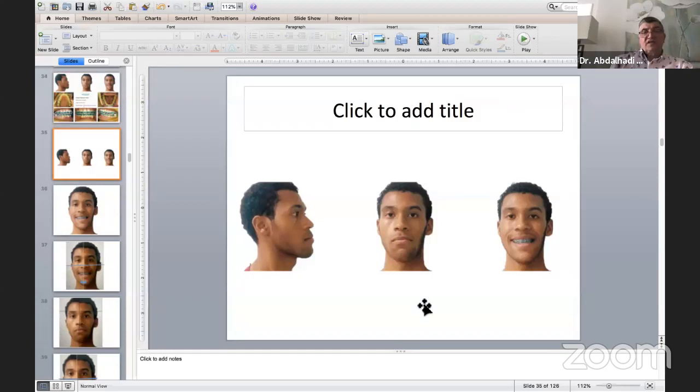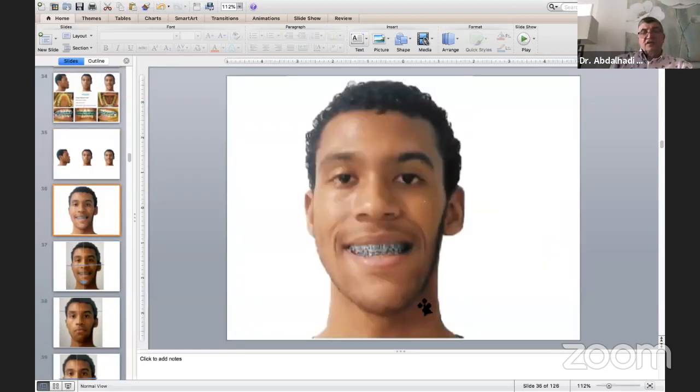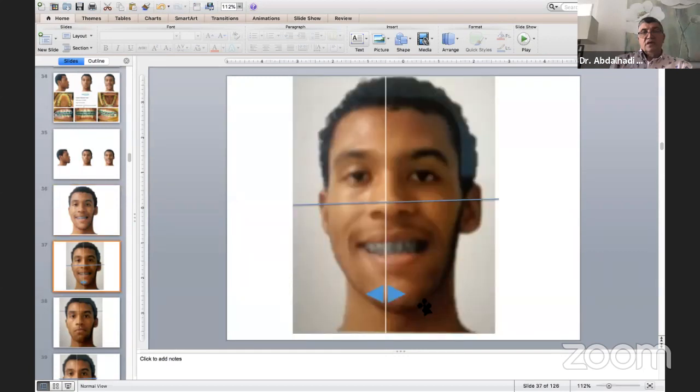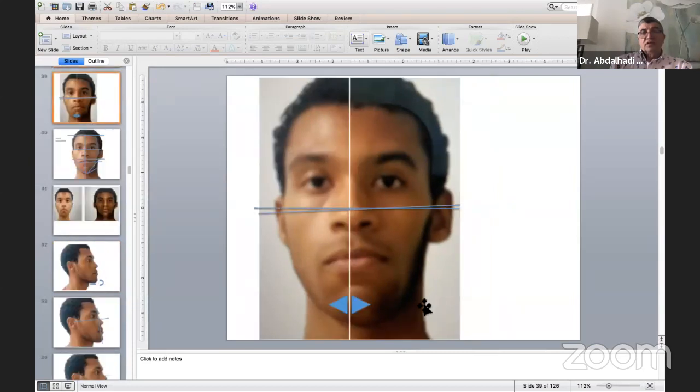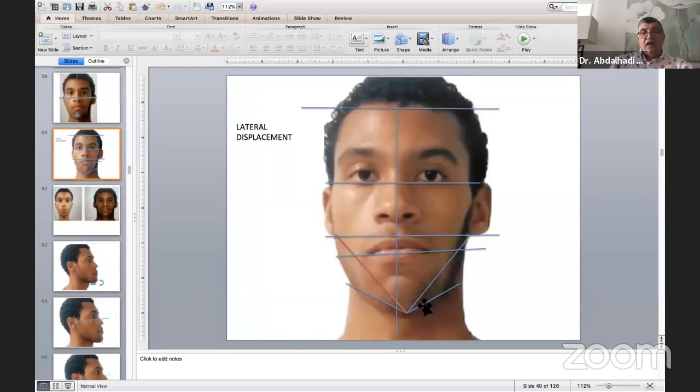I show you his face, and the deviation of his chin to the left, the asymmetry, the Frankfurt, the middle sagittal plane and the chin.